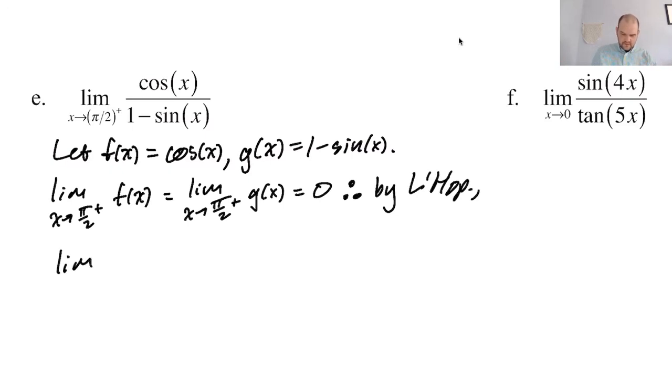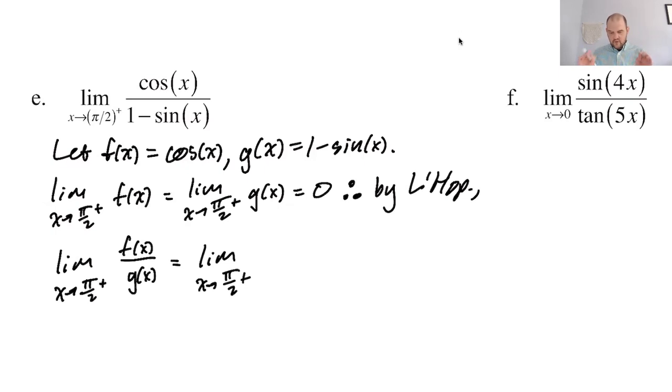The limit as x approaches pi over 2 from the right, for some cryptic reason, of f of x over g of x is equal to the limit as x approaches pi over 2 from the right of f prime over g prime. f prime is negative sine of x. g prime is the derivative of 1 minus sine, oh, maybe I know now why we're doing this. We'll see. The derivative of negative sine is negative cosine, so this will be negative cosine of x.